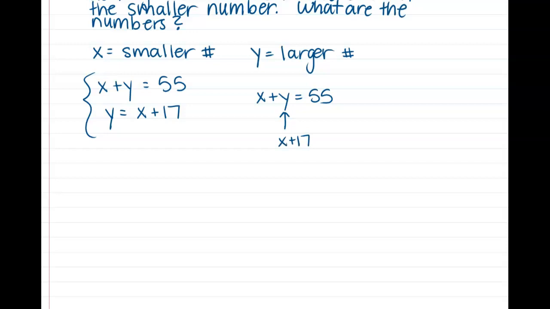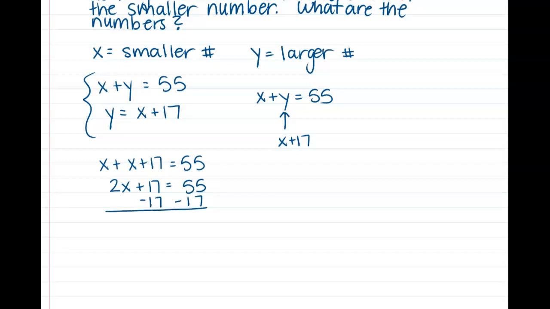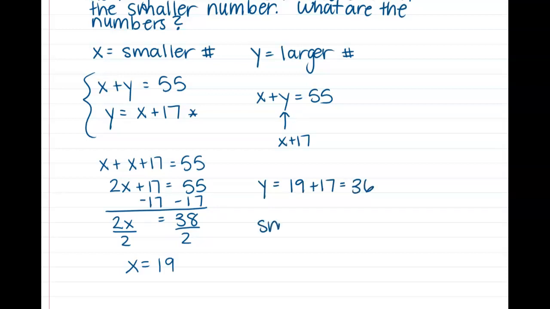And then what we have is x plus x plus 17 equals 55, or 2x plus 17 equals 55. If you subtract 17 from both sides, we end up with 2x equals 38, divide by 2, so x equals 19. And we already know that y is x plus 17, so then y is going to be 19 plus 17, which is 36.